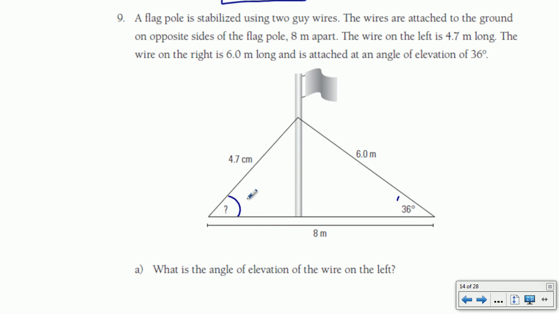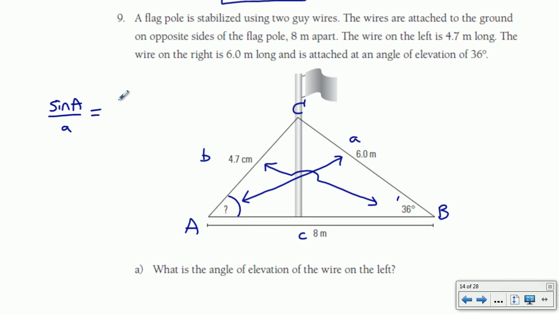So this one, we know 1 out of 2 in this side angle pair. We know 2 out of 2 in this side angle pair, so we can proceed with Sine Law. We can maybe label this A, that A. This one we could label as B, and C, and C. So we need to figure out what angle A is. So we go sine A over A equals sine B over B, and plug in what we know. So sine A over 6 equals sine of 36 over 4.7. I'm assuming that would be in meters.